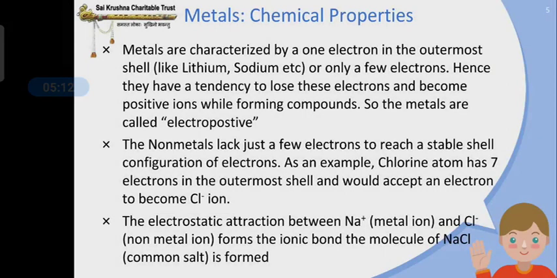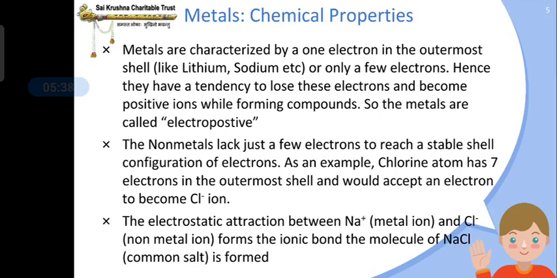Next comes the chemical properties. So metals are characterized by one electron in the outermost shell, like lithium, sodium, etc., or only a few electrons. Hence they have a tendency to lose these electrons and become positive ions while forming compounds. So the metals are called electropositive. This we have already studied, right?